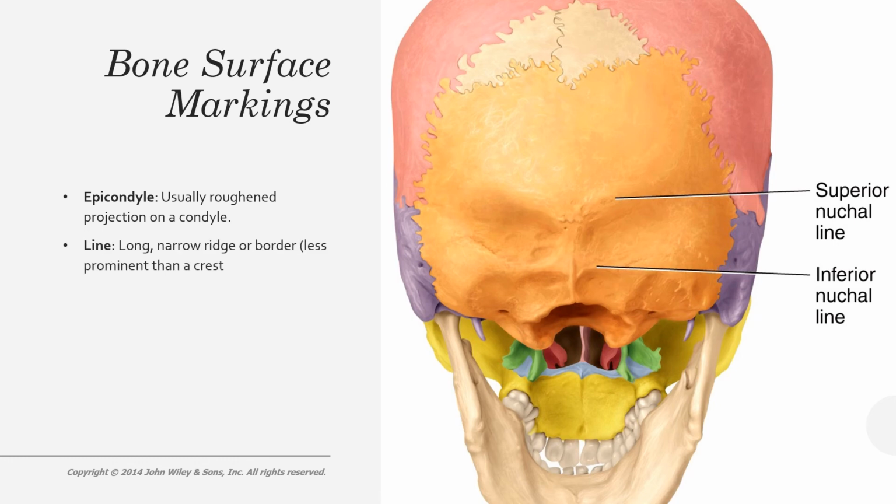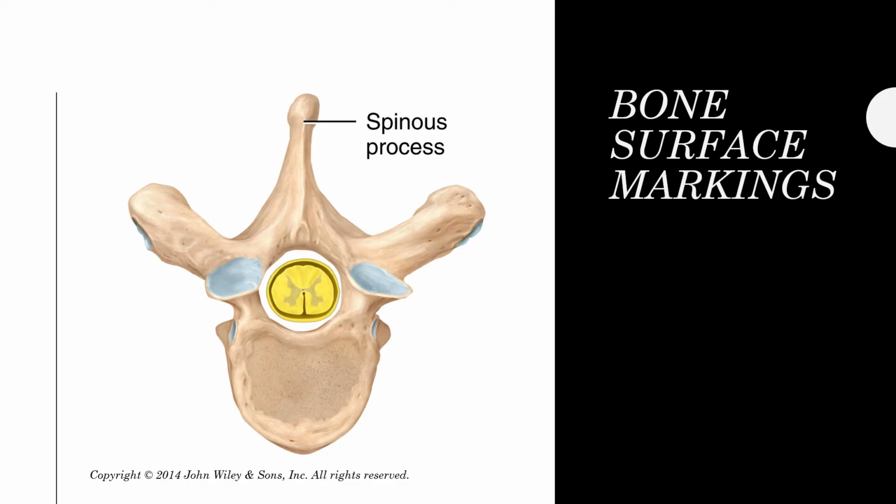And then a line is a long, narrow ridge or border. It's less prominent than a crest. So here you can see these superior and inferior lines. A spinous process is a sharp and slender projection. And process, remember, just means like a sticking out bit or a protuberance. And so here we have a spinous process, which is a long, slender projection on a vertebra.